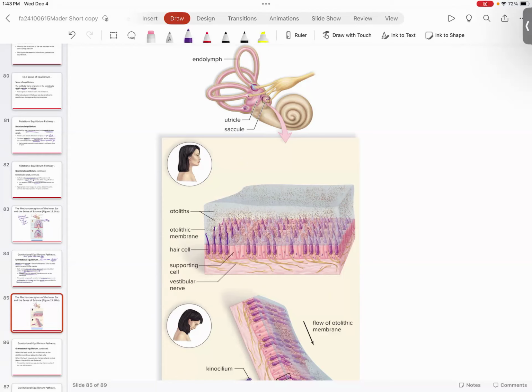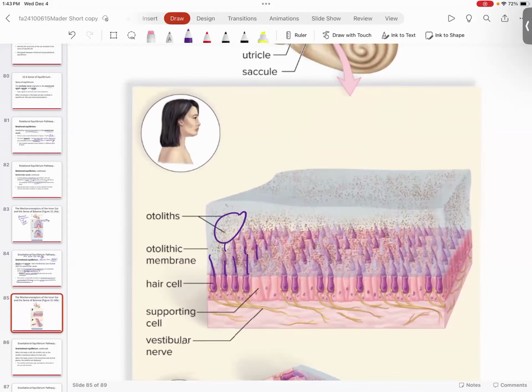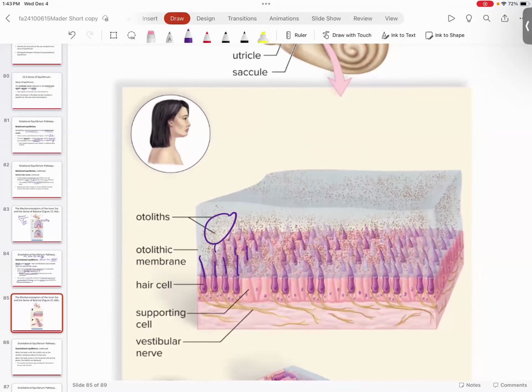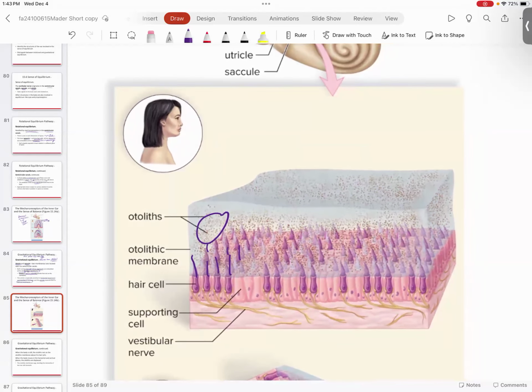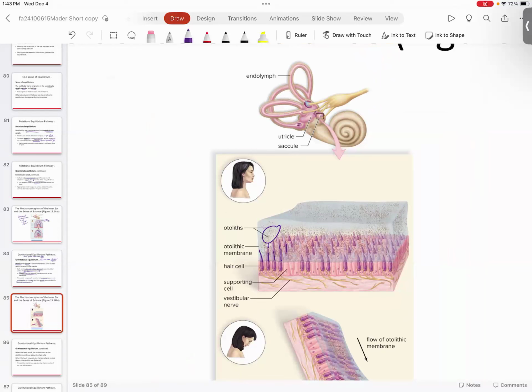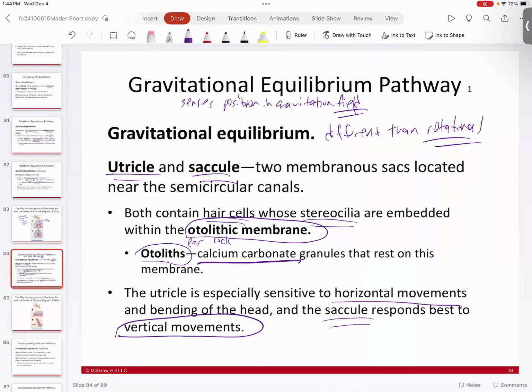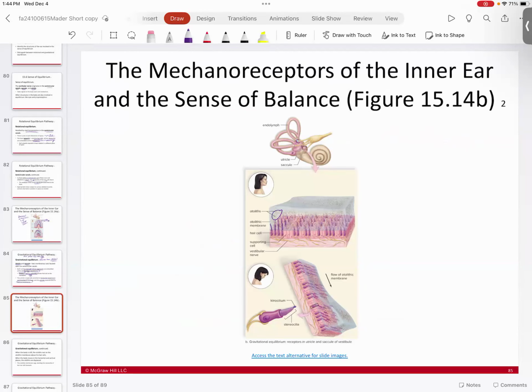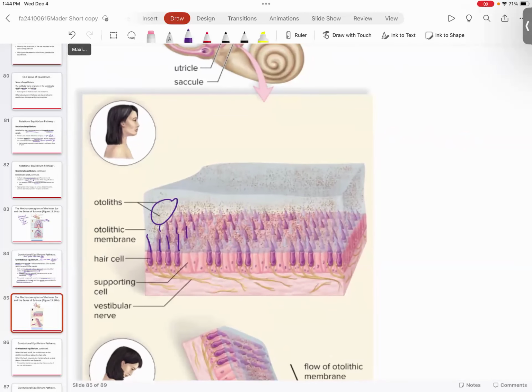So you have this kind of fluid gelatinous structure, only now you see all these little granules. They look like little sand granules there. Those are those little ear rocks, those calcium carbonate ear rocks, those otoliths. And if you want to know what calcium carbonate is, it's basically the same thing as chalk. So blackboard chalk is calcium carbonate. Tums, for you Tums lovers, is mostly calcium carbonate. Seashells are calcium carbonate. So this calcium carbonate is in this fluid in your utricle, your saccule.